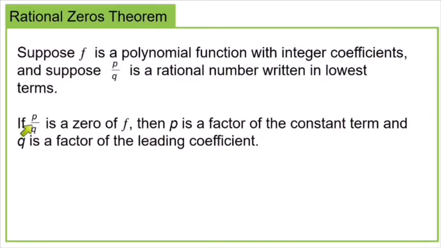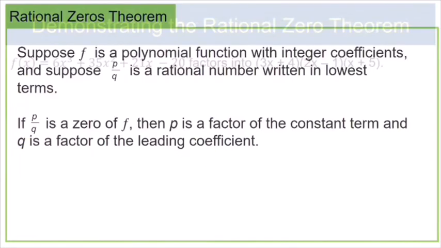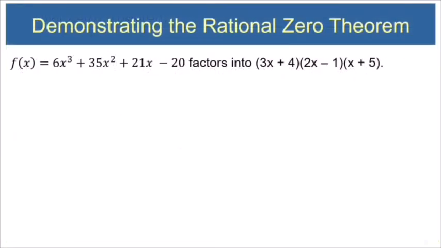So one more time. If p over q is a zero, then that means that the p number, which is the top number, has to be a factor of the constant term, and the q number, which is the bottom number, has to be a factor of the first term. So just to give you a little better handle on what's going on here, let's look at this polynomial.